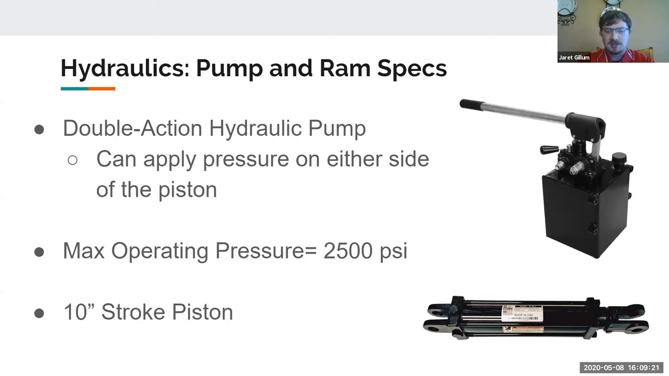Our max system pressure is 2,500 PSI, and we do have a gauge on the line to make sure that is not approached too closely. The piston we chose has a 10-inch stroke, which is the length of travel that the piston can make, and this allows us to engage the variety of pilot holes that we were told we would need to service.